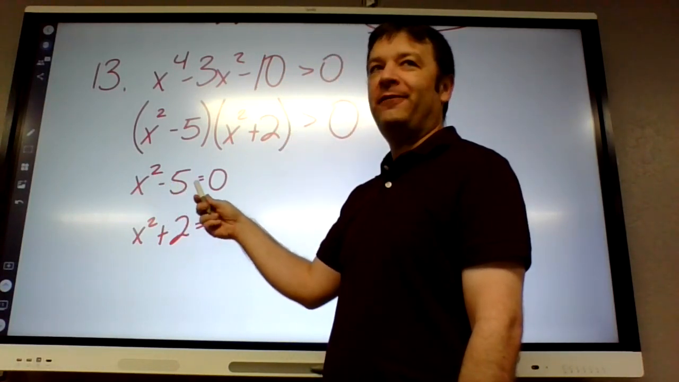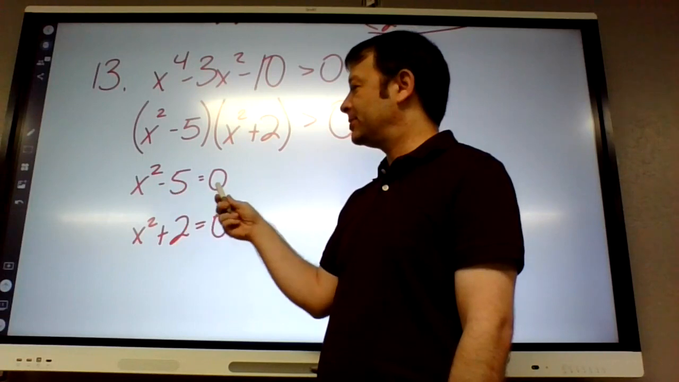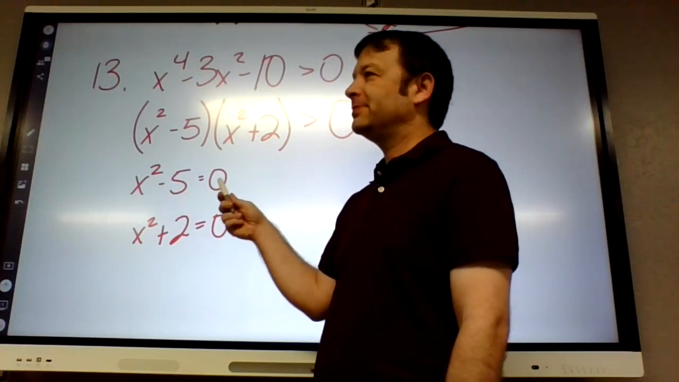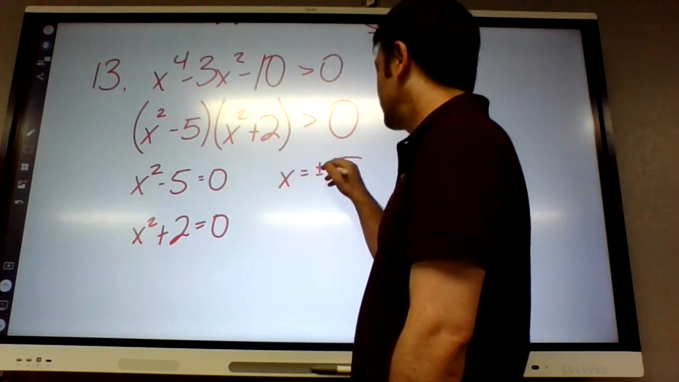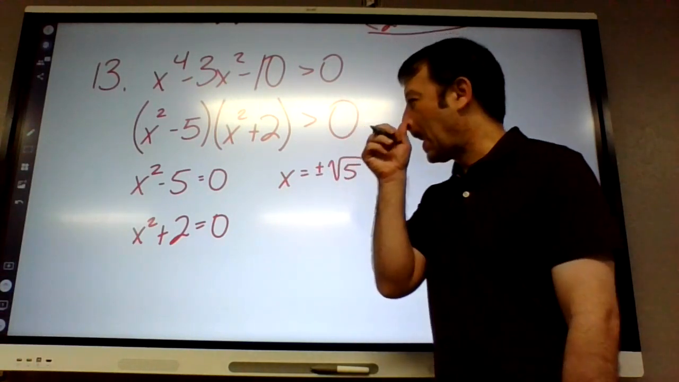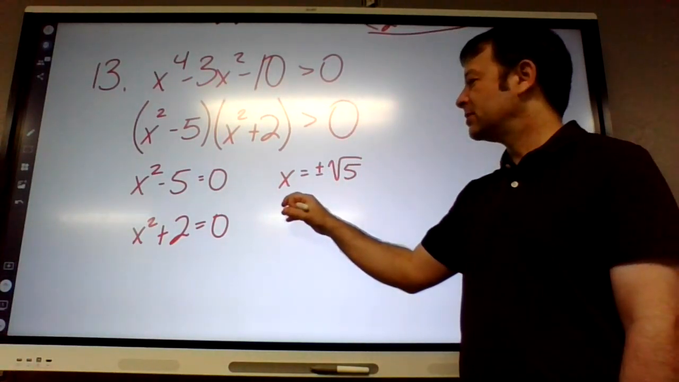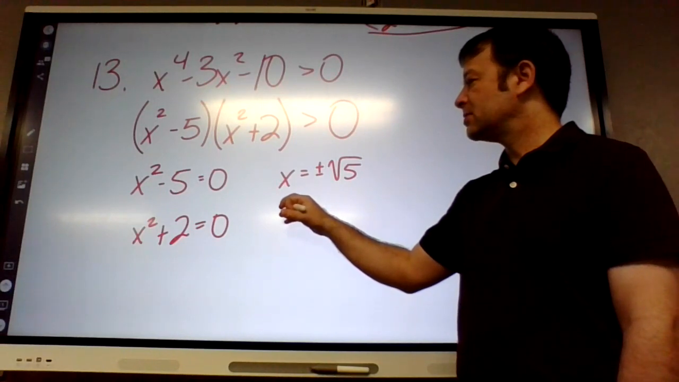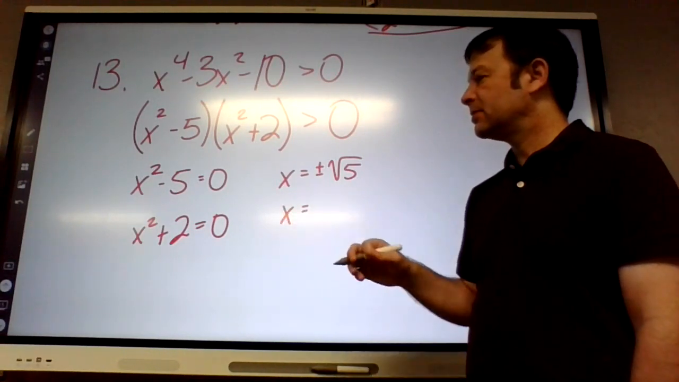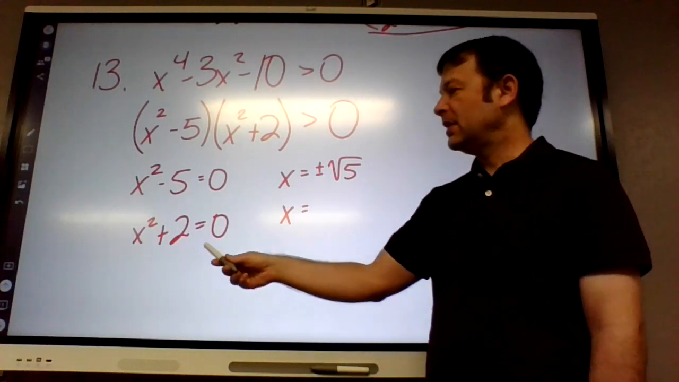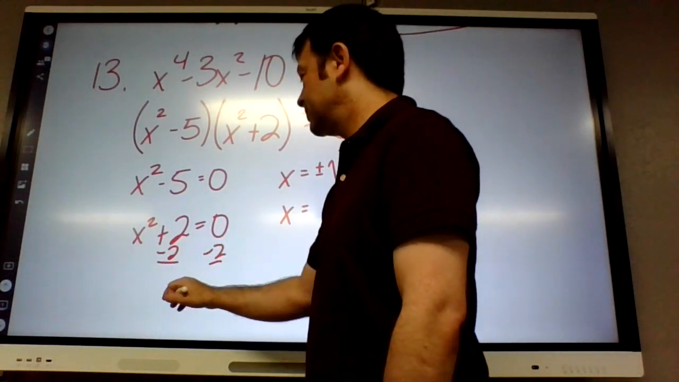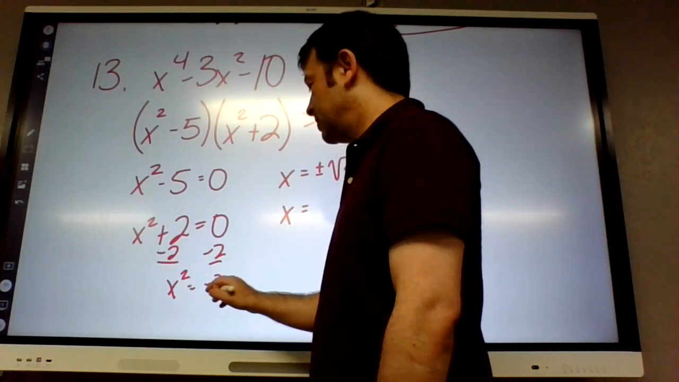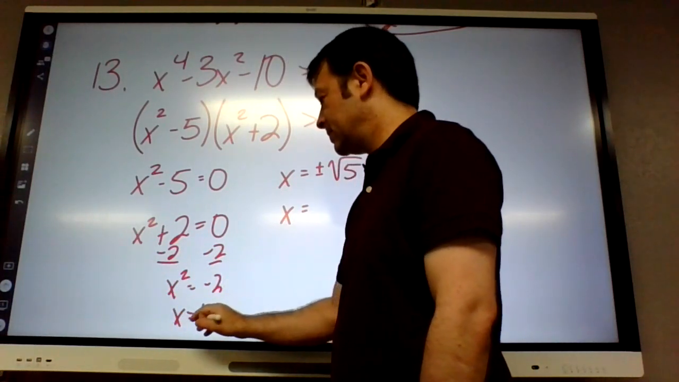So if we add 5 and then square root it, what will this become? Plus or minus square root 5. And plus or minus square root 2. No, wait, it's plus or minus i square root 2.